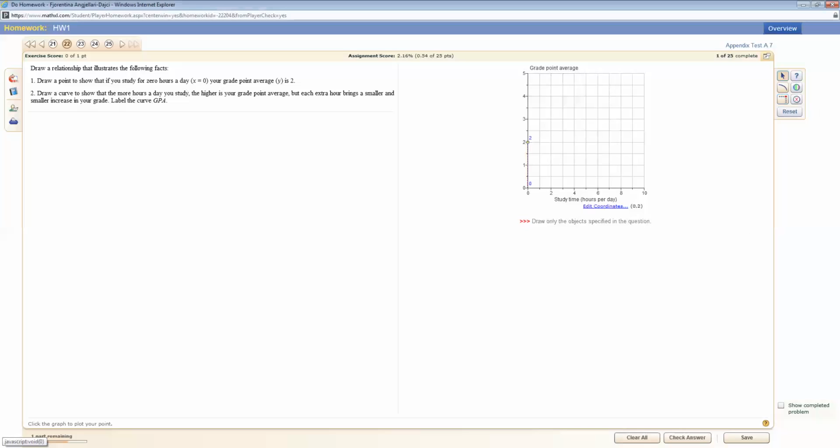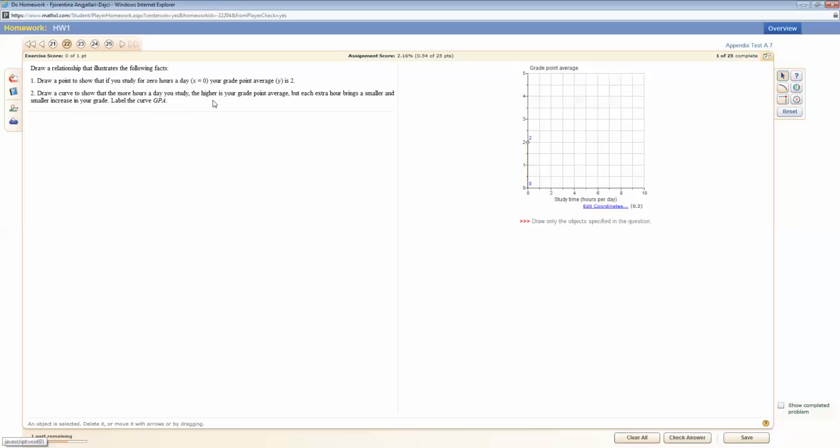And you do want, in the second part, to draw a curve that shows that the more hours a day you study, the higher is your grade point average, your GPA, but each extra hour brings a smaller and smaller increase in your grade. You will label the curve GPA. Before you draw the curve, you do want to recall that GPA cannot be higher than 4, so this would be an imaginary line that you do not want to cross.